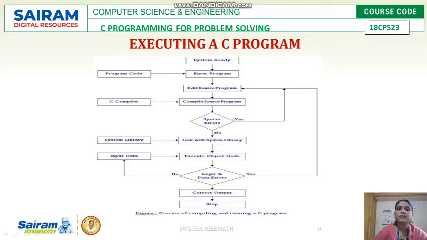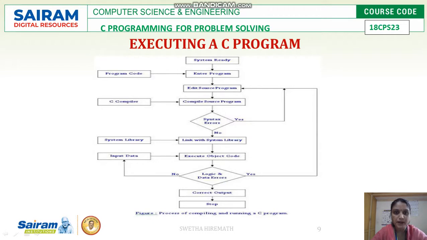Coming to executing a program. So, the flow chart of executing a program, how we are going to execute a program. First, the system should be ready, that is the system should be on. Then we have to edit the program. The program which we have edited is called the source program.